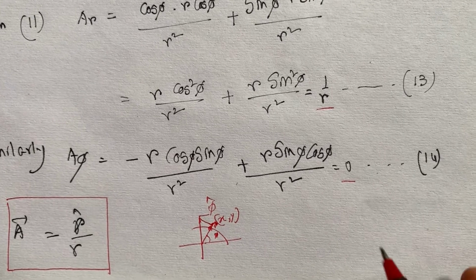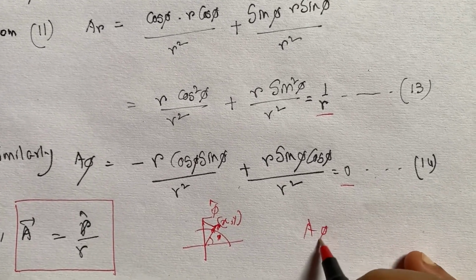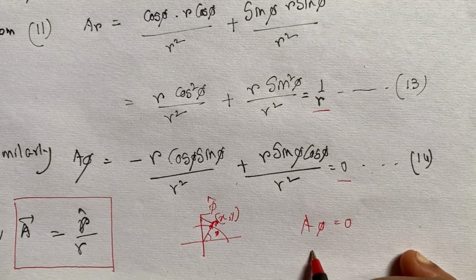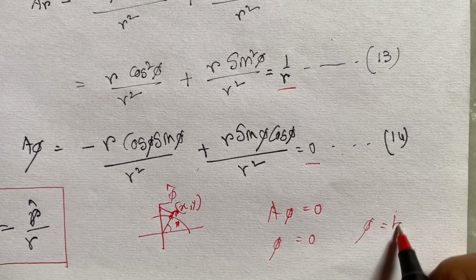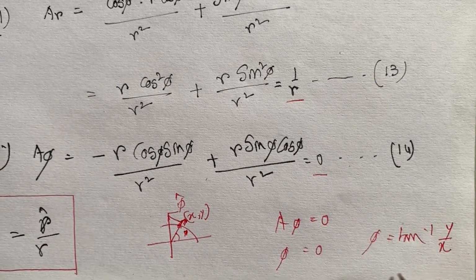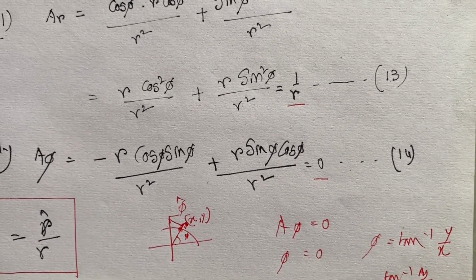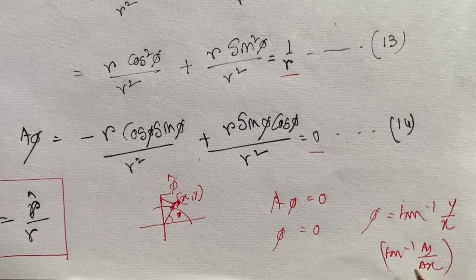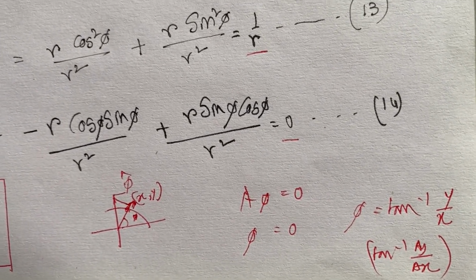Now what I would like to mention is that here A phi is equal to 0. That does not mean the angle phi is itself equal to 0, because phi will be obtained by tan inverse y by x or tan inverse ay ax. This will give me phi. Phi is not equal to 0 here, though A phi is 0.